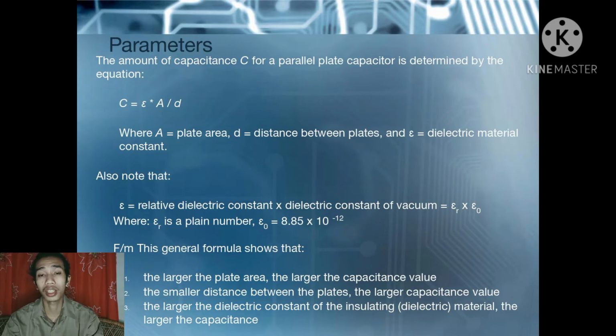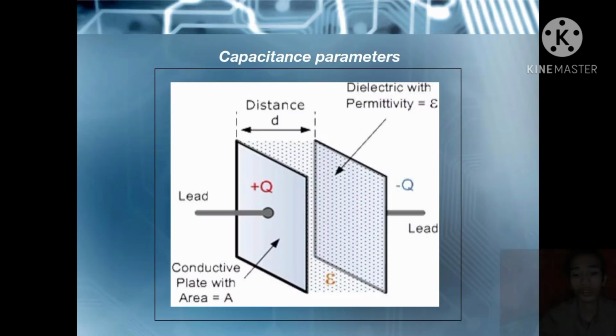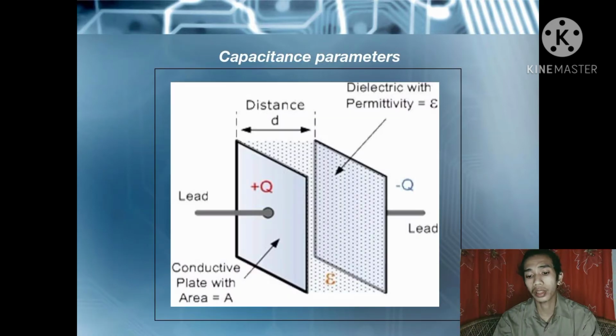In the next slide, you'll see the figure for the parameters of the capacitor. You see the distance between two plates, where the dielectric with permittivity is equal to E, the negative and positive terminals, and the conductive plate with the area A. That is the figure for the parameters of capacitance.